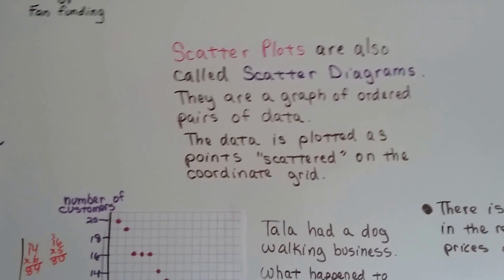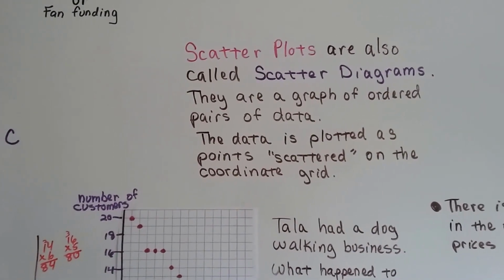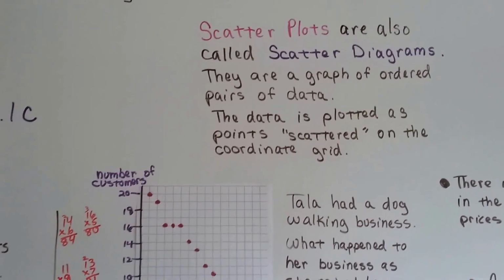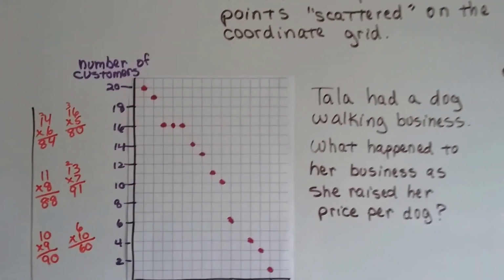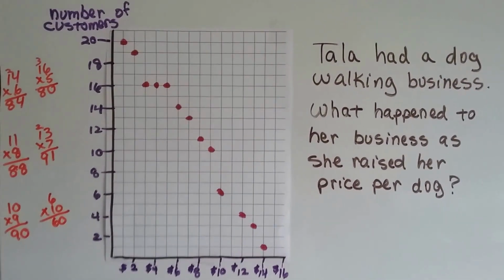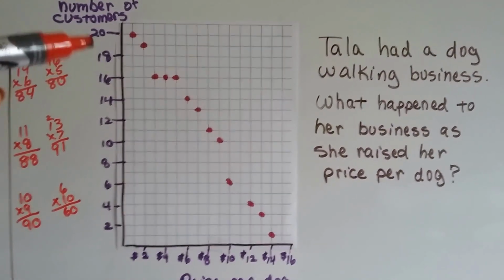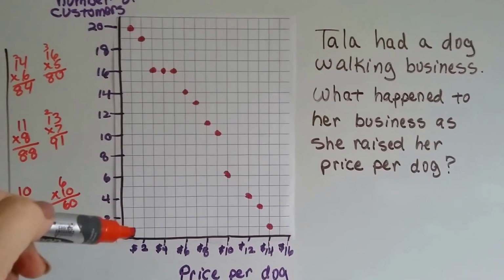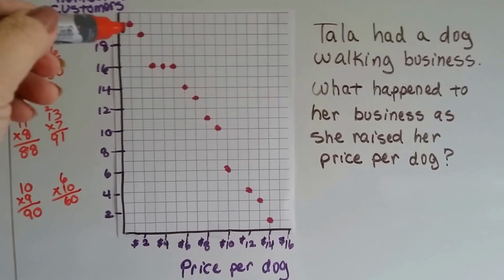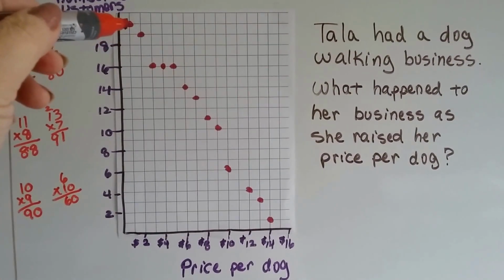They're a graph of ordered pairs of data, x and y values, and the data is plotted as points scattered on the coordinate grid. And Tala has a dog walking business, and what happens to her business is she raised her dog prices per dog. So she had 20 customers, and she was charging $1 to walk the dogs. You see that?